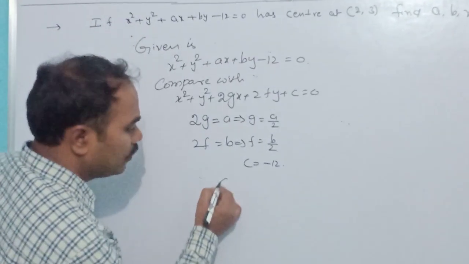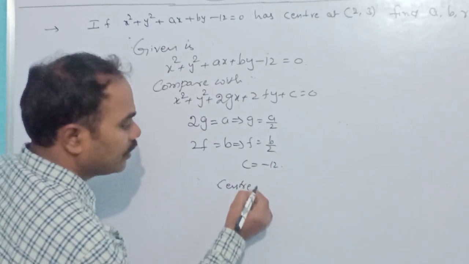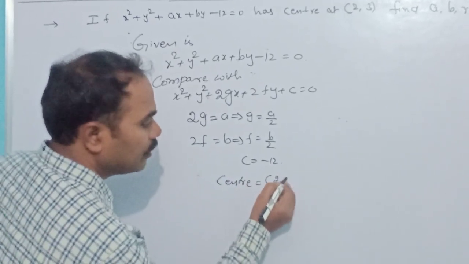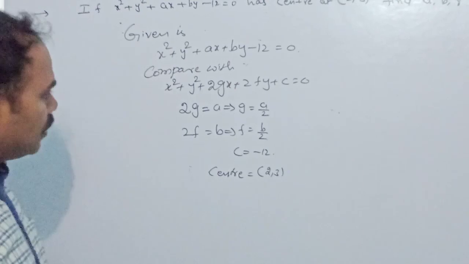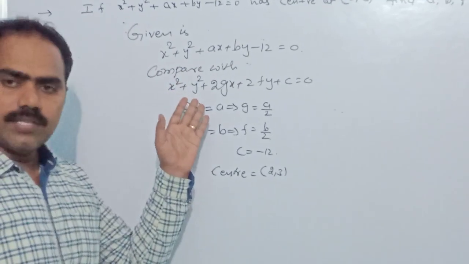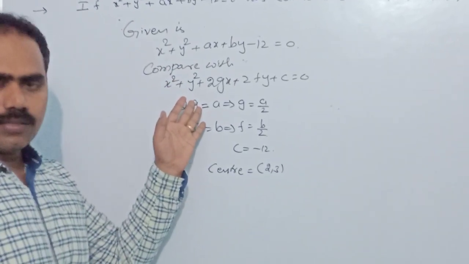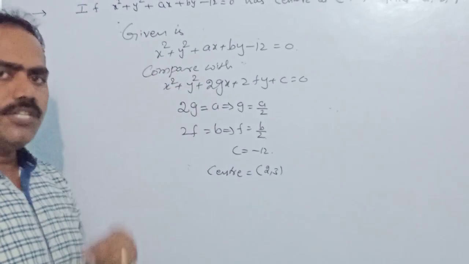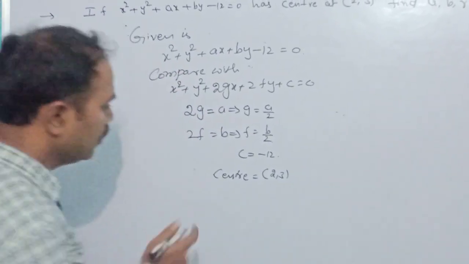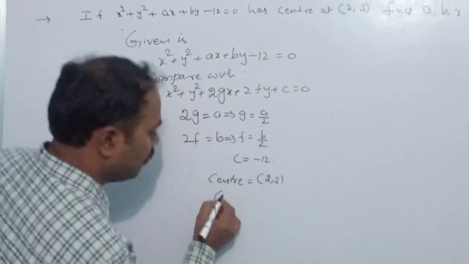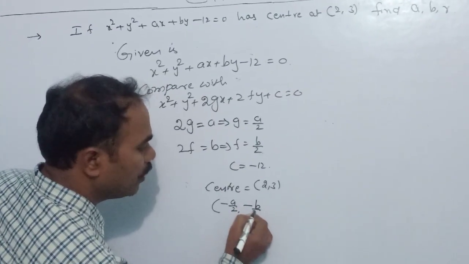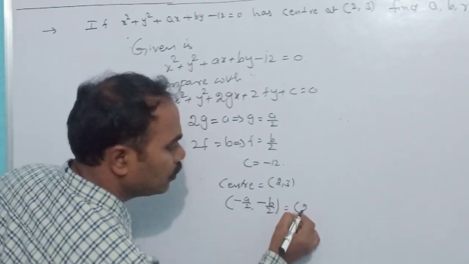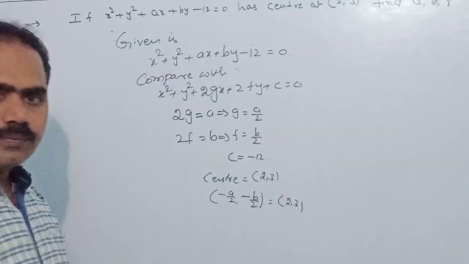According to the problem, the center is given by (2, 3). What is the formula for the center of the circle? It is (-g, -f). What does -g mean? It means -a/2, -b/2 is equal to (2, 3).